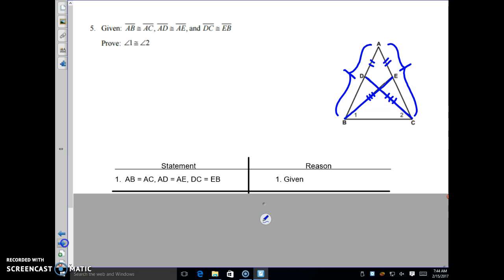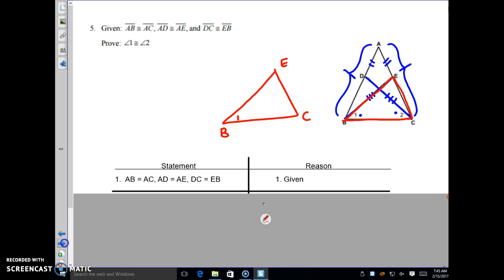We have to prove that angle 1 and angle 2 are equal. This is where the picture gets challenging. Angle 1 is a part of triangle ECB. I would try to extract that triangle. It will help you a little bit. Here's ECB. Angle 1 is right here. That's what we have to prove.